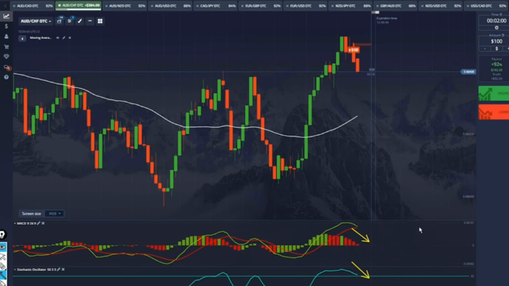Before you start looking for an entry point, make sure the simple moving average is moving with the candles together like on the screen, because the strategy only works when the market is ranging.